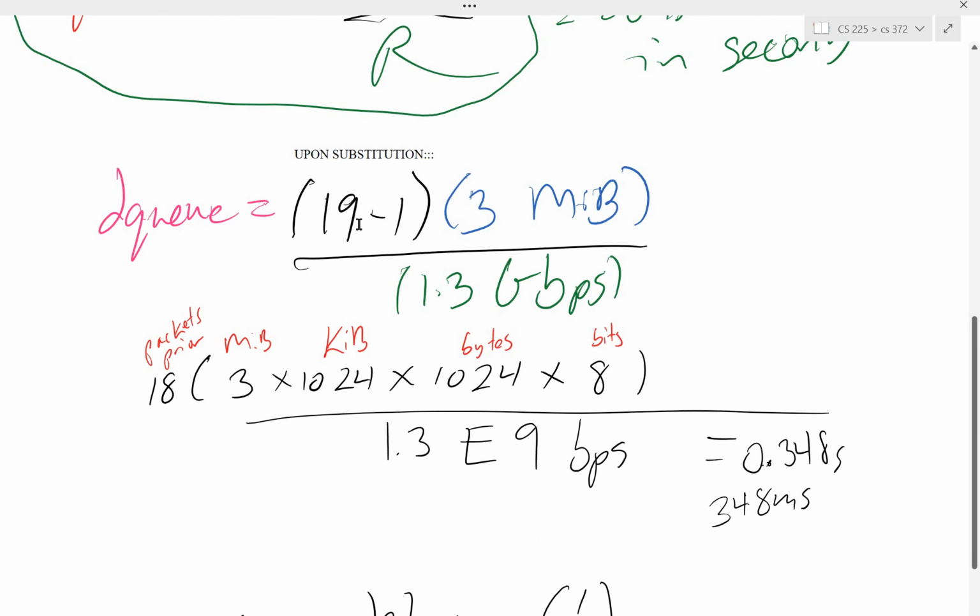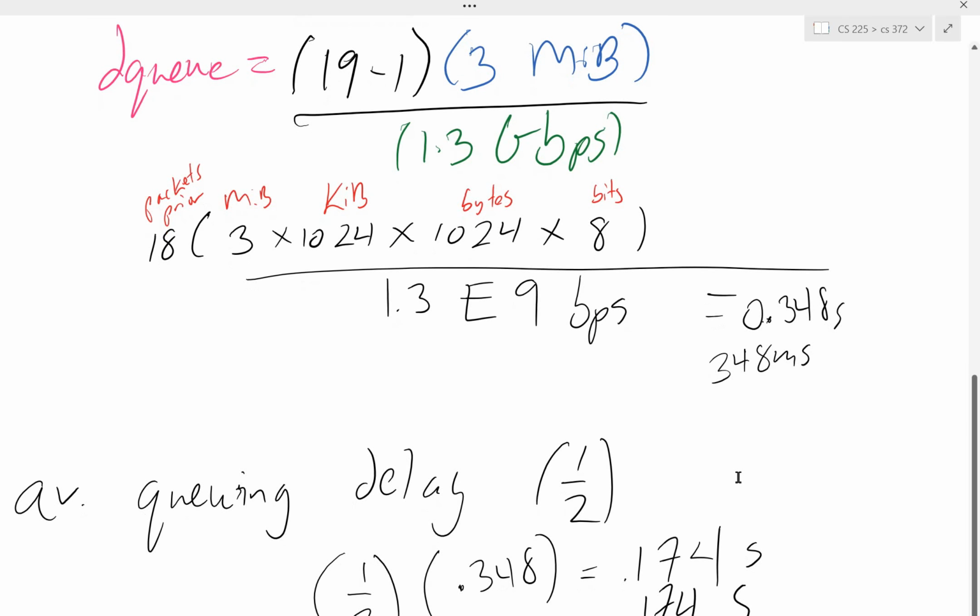Okay, so the 19 minus 1 represents all the packets preceding the 19th packet, which will be 18, of course. 3 MB, which is broken down into 3 times 1024 times 1024 times 8 to get the representation in bits from 3 MB. And then this is simply divided by the bits per second. I did shorthand here, 1.39 bits per second, which is equal to 0.348 seconds or 348 milliseconds.